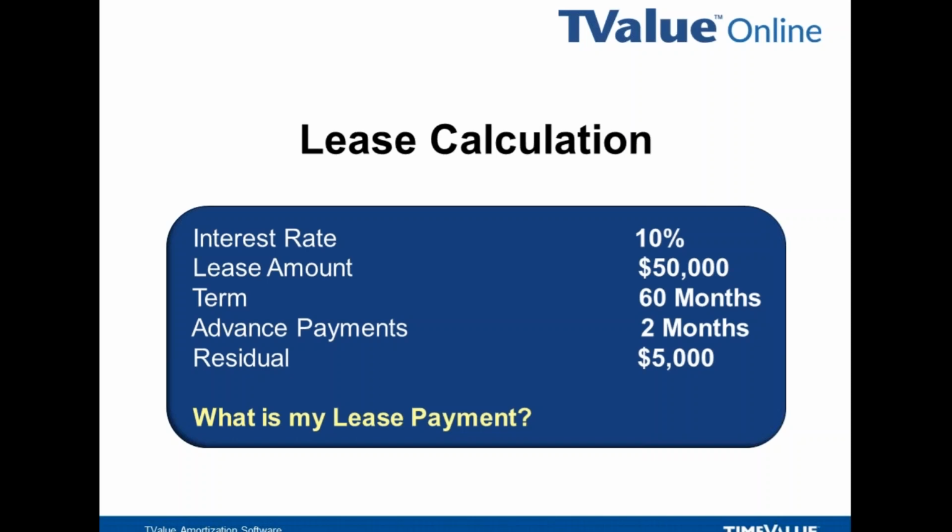So let's have a kind of a classic lease, $50,000, interest rate's 10%, term is 60 months or 5 years. We're going to have 2 payments in advance. That's real common in leasing. And then we'll have a buyout or a residual of $5,000 and figure out what our lease payments are.